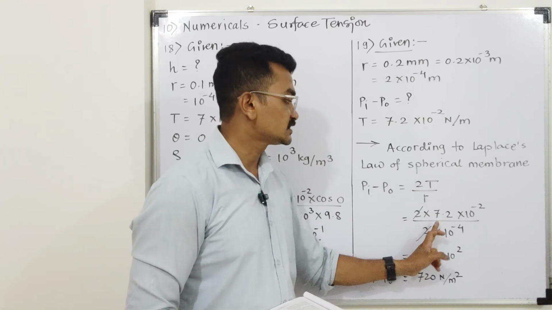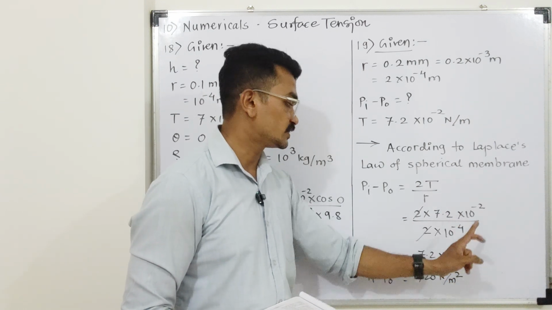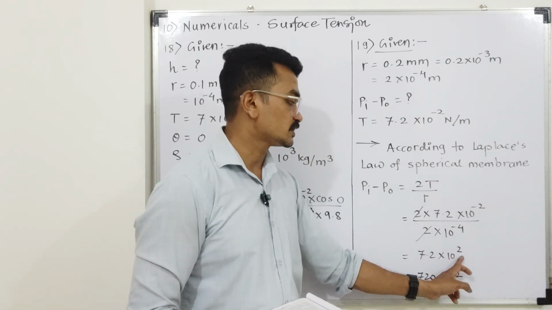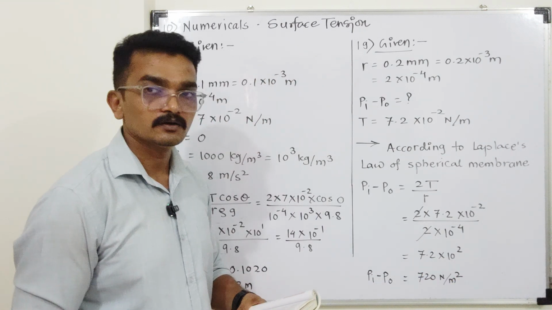So 2 gets cancelled. 7.2, 10 to minus 2, minus 4 shifted to the numerator becomes plus 4, and minus 2 is 10 to 2. So 7.2 into 10 to 2, that is 720 Newton per meter square.